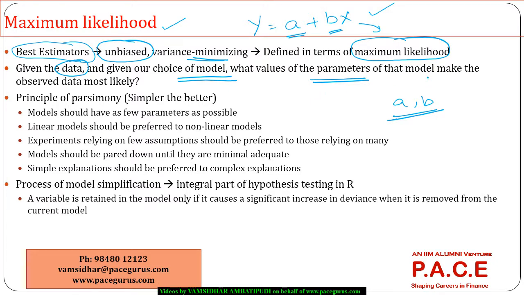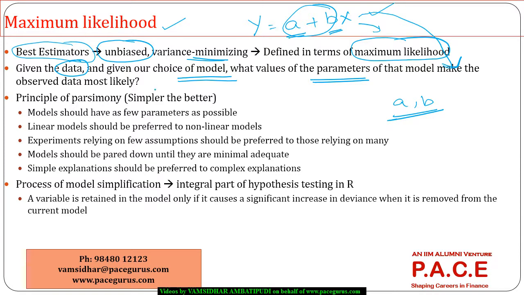So this particular model, whichever are the parameters of this particular model, A and B, I am trying to understand what values of these parameters. Should I choose A equal to 1, B equal to 2? What are the values of the parameters of that particular model that make the observed data more and more likely, which means what values of A and B will make this model best fitting to this particular data. Whatever the data set that I have taken, what values of A and B will make the model a best fit to this particular data.